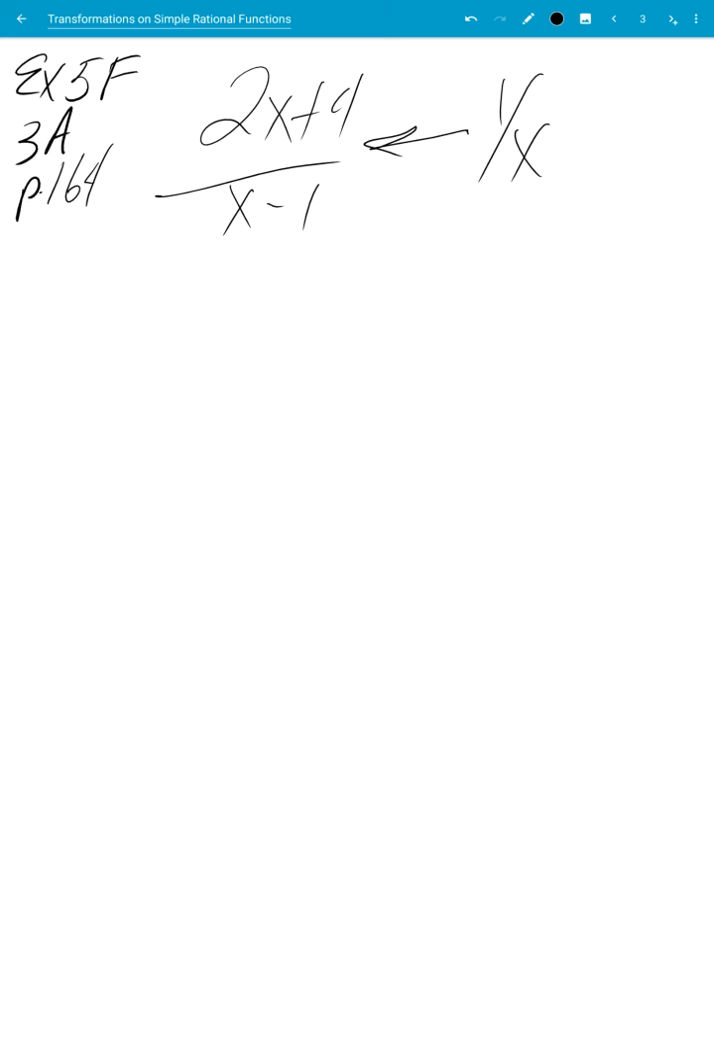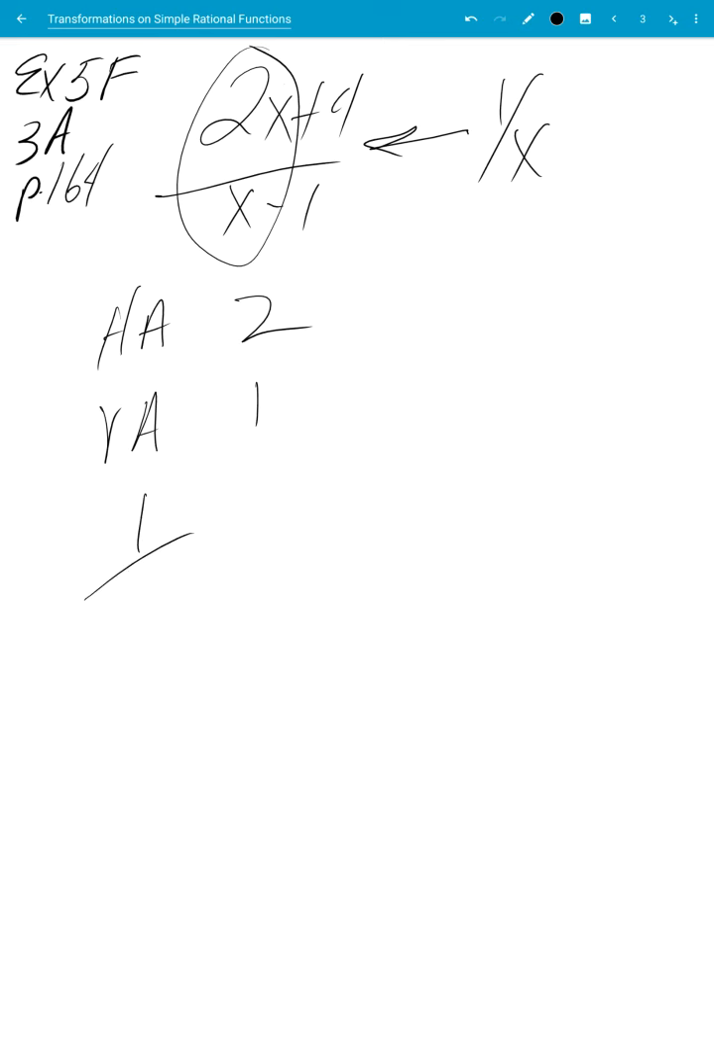I have taken my vertical asymptote to 1, so the horizontal asymptote has gone to 2. So the horizontal asymptote has gone to 2, this ratio here, and the vertical asymptote has gone over here to 1. So that means that I've taken 1 over x, and then I have shifted it over to the right one, so that's 1 over x minus 1, and then I added 2. I went up 2.